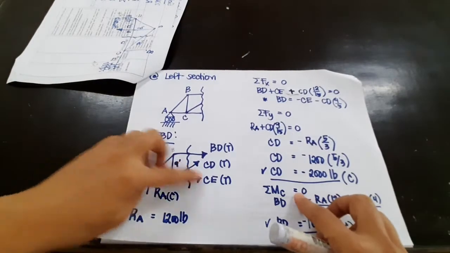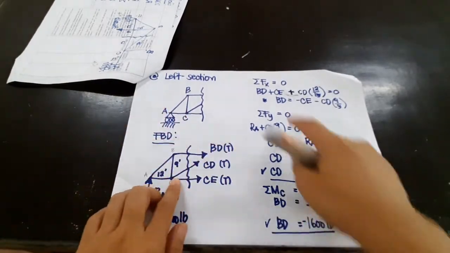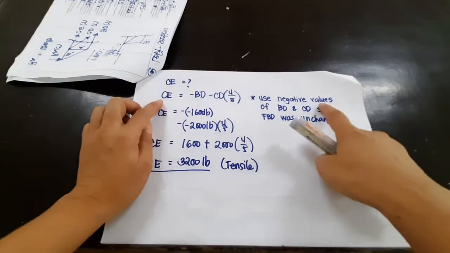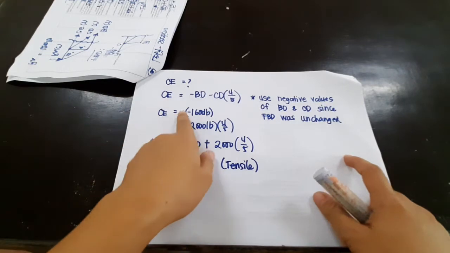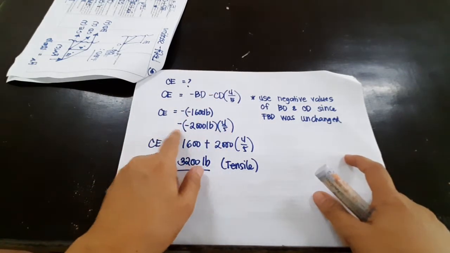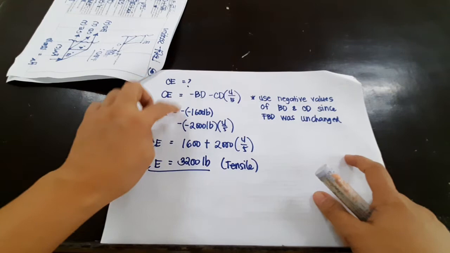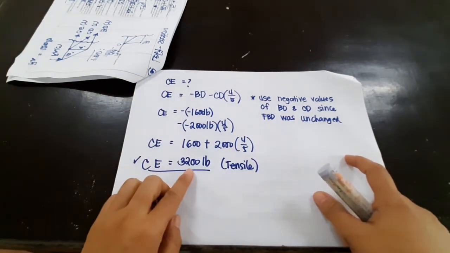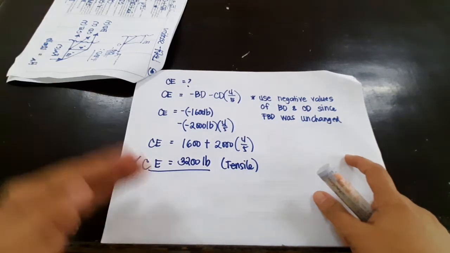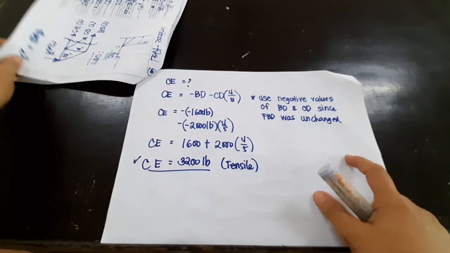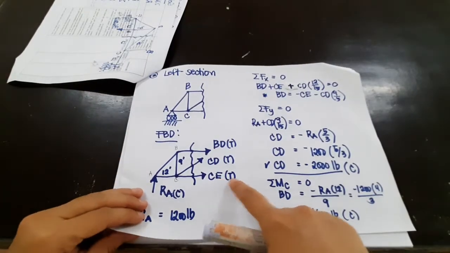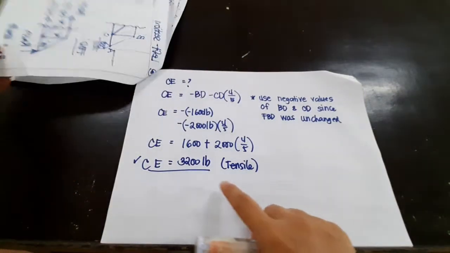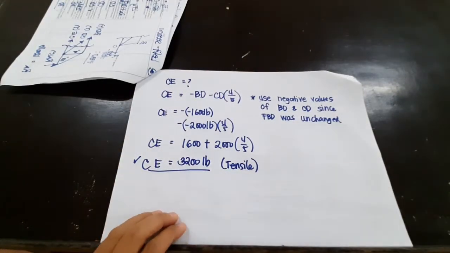Since this is still our free body diagram and we have this as our working equation, we still use the negative value. So CE is equal to negative 1/6 minus negative 2,000. This is a negative, so that's a positive, and so we have our CE as 3,200 pounds. Since this is a positive value, our assumption in the free body diagram, a tensile force, is correct.